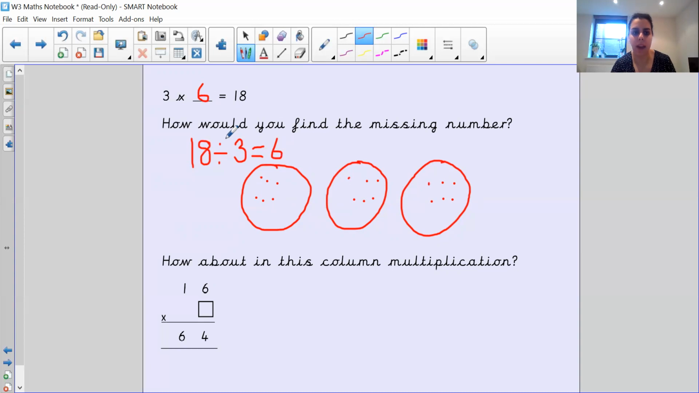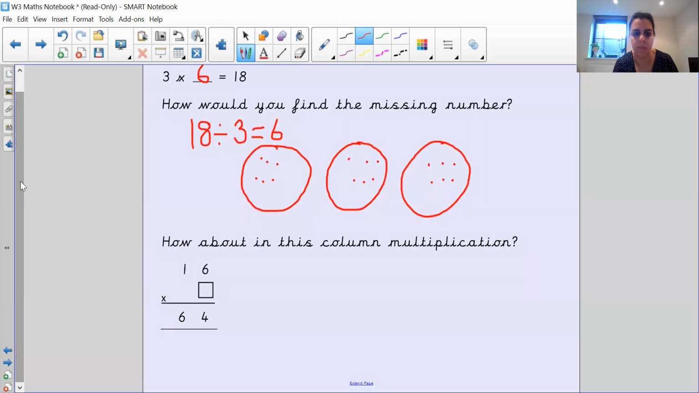We can check that now by counting in our 3s till we get to 6 fingers. 3, 6, 9, 12, 15, 18. Perfect. So that's our answer. So we can check it in different ways. Okay, let's have a look at this one.